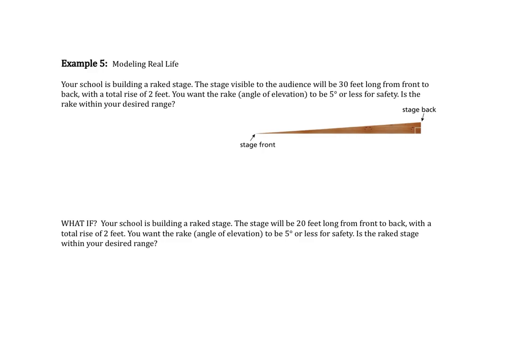And so in this case, you can tell the angle is not very big here. The angle of elevation of this stage is not much, and it doesn't have to be much. But as I fill in the information here, the total rise is 2 feet, so it's only going 2 feet up. The distance from the front to the back that's visible to the audience is 30 feet.